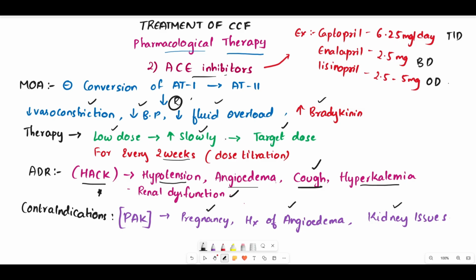And whenever you're giving ACE inhibitors to the patient, you need to monitor certain conditions like BP, potassium levels, and the kidney function. You will check this before the treatment, 1 to 2 weeks after the treatment, and also after increasing the dose you will be checking these readings.